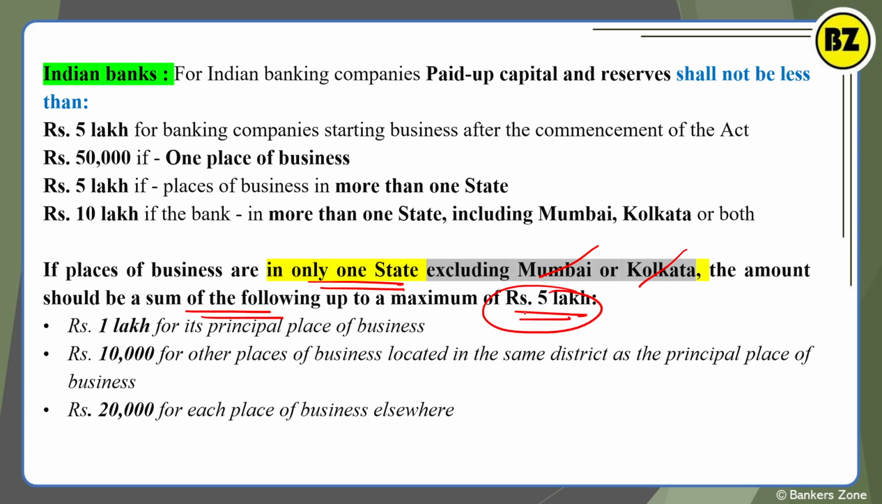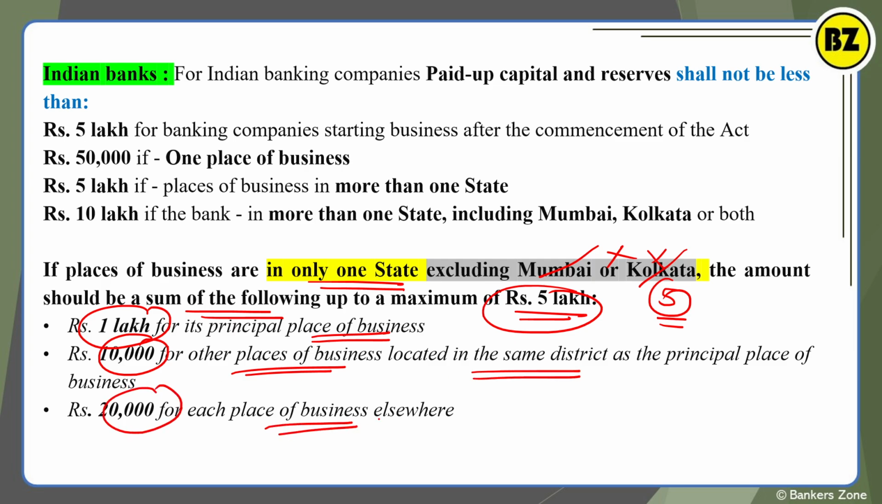Okay, so if you are operating in only one state, but you don't have branches in Mumbai and Kolkata, in such cases the limit is 5 lakh. Provided that 1 lakh for the principal place of business, 10,000 for other places of business located in the same district, and 20,000 for each place of business elsewhere.